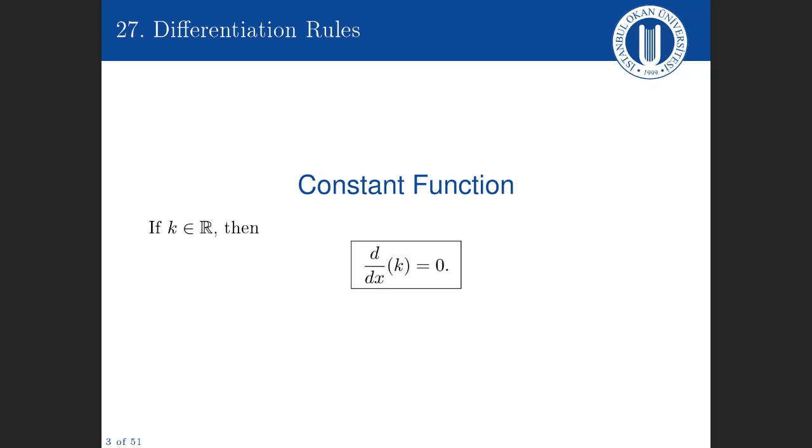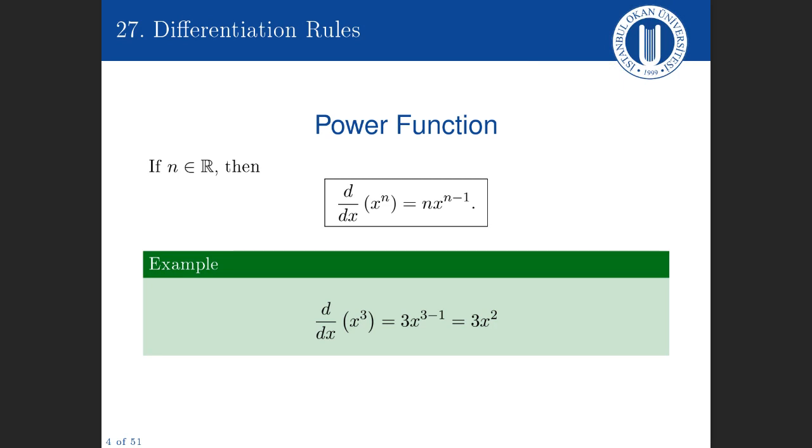We start with the rule for a constant function. If k is a number, the derivative of k is 0. The slope of a constant function is equal to 0. For a power function, that's a function x to the power n for a real number n, the rule is that the derivative of x to the power n is n multiplied by x to the power n minus 1. So for example, the derivative of x cubed is 3x to the power 3 minus 1, or 3x squared.